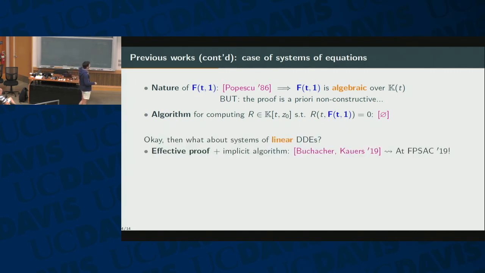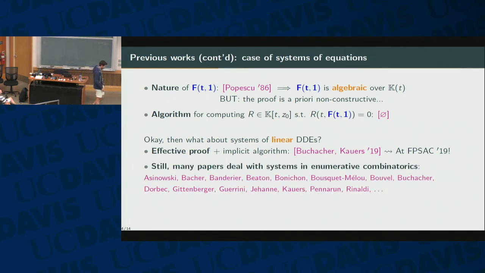But in the case of linear discrete differential equations, there is a paper by Manfred Buchacher and Manuel Kauers in 2019, which says that indeed we have the algebraicity, and this was already a consequence of Popescu, but they have an effective proof, and so by following their proof, it yields an algorithm, and so we can compute such witnesses.